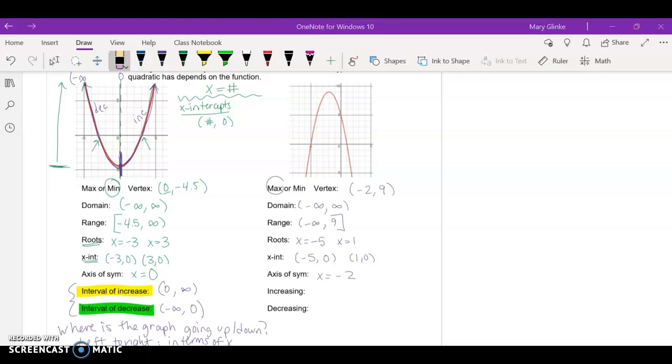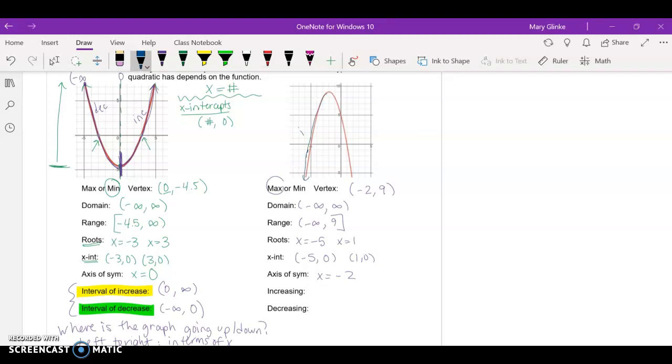We have the vertex being negative 2 comma 9, its maximum, domain negative to positive infinity, range negative infinity to 9 with a bracket. Roots and x-intercepts are both when x is negative 5, and the axis of symmetry is x equals negative 2. For increasing, I wanted to show that one more time just in case we wanted to see it again. So increasing and decreasing go left to right.